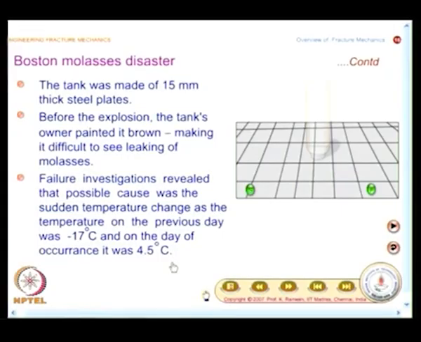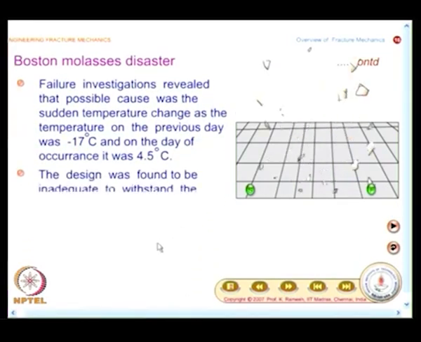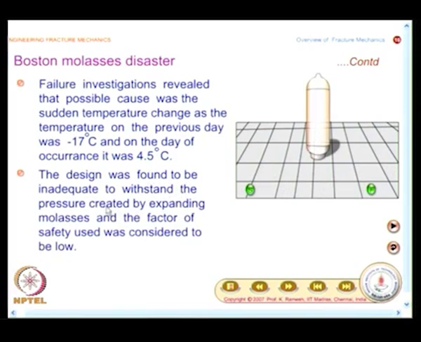So, it happened in 1920. So, in those days, people concluded finally that design was found to be inadequate to withstand the pressure created by expanding molasses, and the factor of safety used was considered to be low. I mean, this is too trivial a conclusion, because they were used to bring in a factor of safety. So, they concluded it failed. So, something has gone wrong. So, increase the factor of safety.